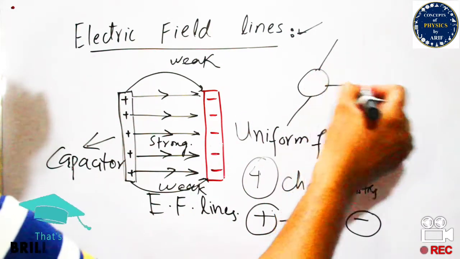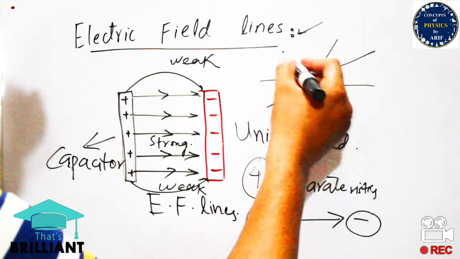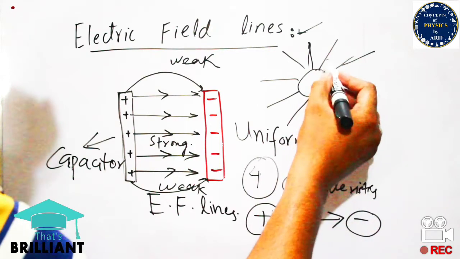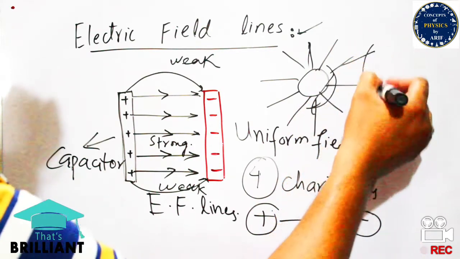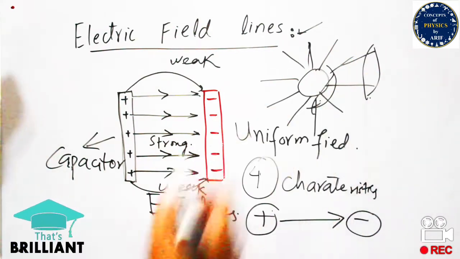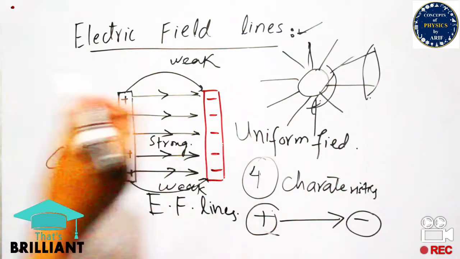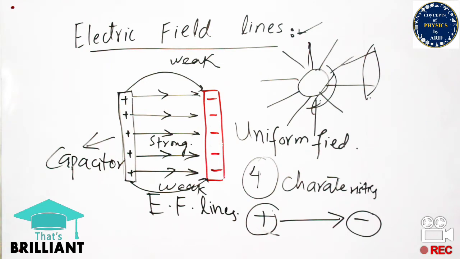The other point is that we can check the strength of the electric field by looking at the region where the electric field lines are dense. That will be a strong electric field, and the region where electric field lines are not dense is a weak electric field region.